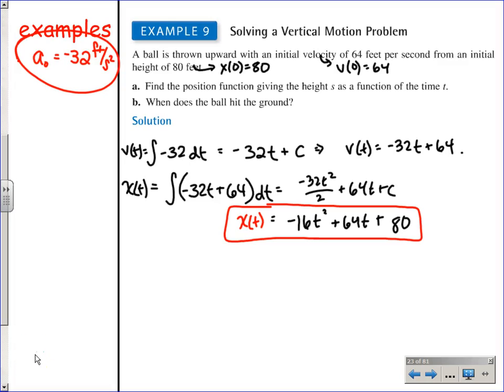Okay, so yesterday, kiddos, we went ahead and started this motion problem. However, did we finish it? Yes or no? What did we answer? Part A, because that's the position function, x of t. Okay, but what haven't we done?